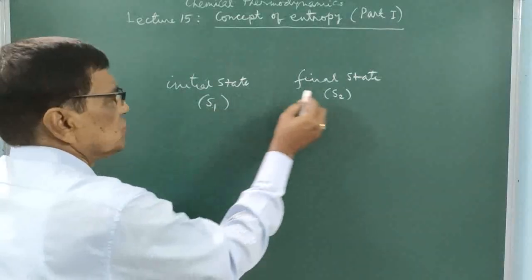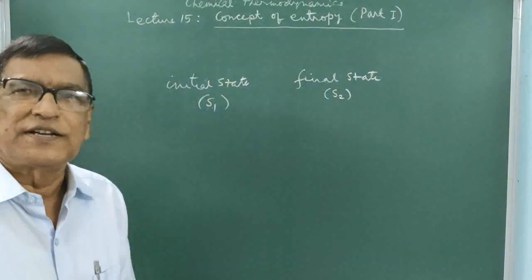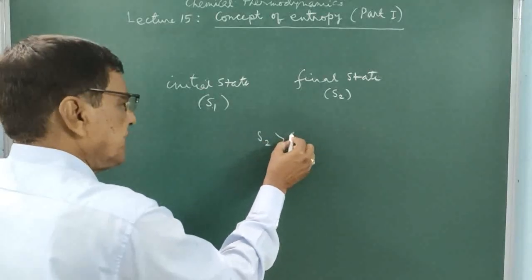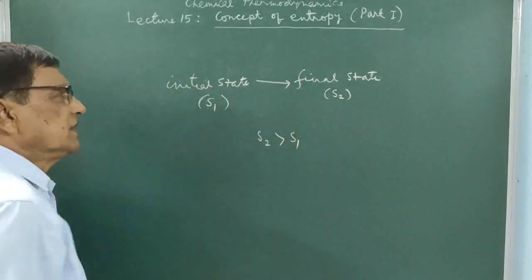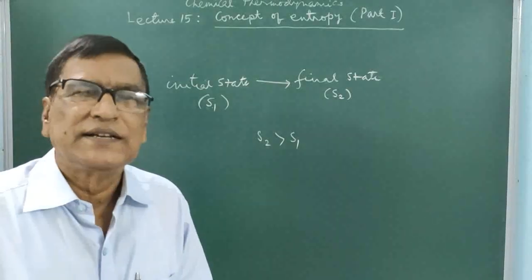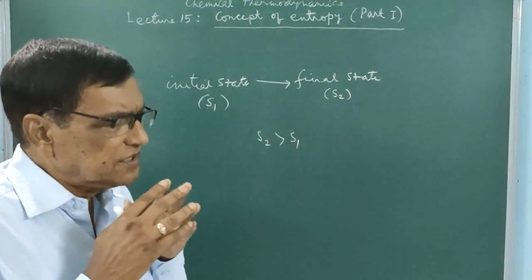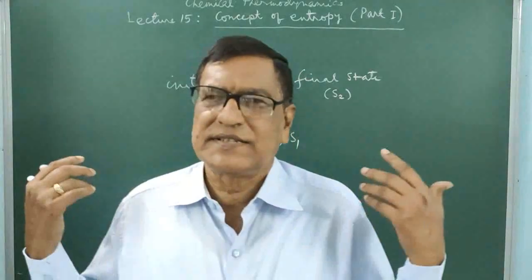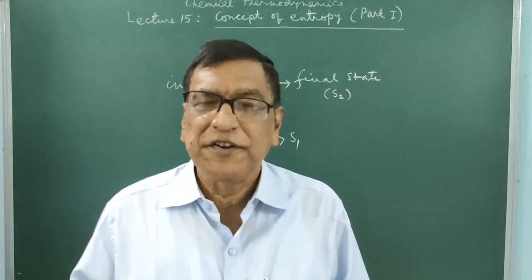If S1 and S2 are not equal, then the process will occur spontaneously. If S2 is greater than S1, then the process will move from the initial state to the final state spontaneously. And anywhere you can see such randomness increasing for a spontaneous process.